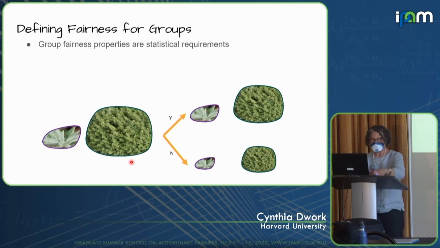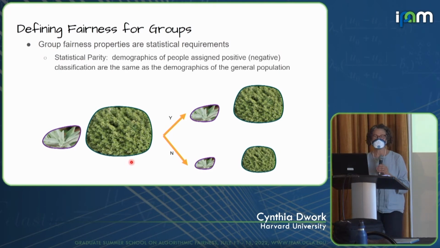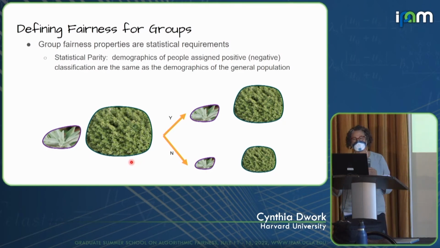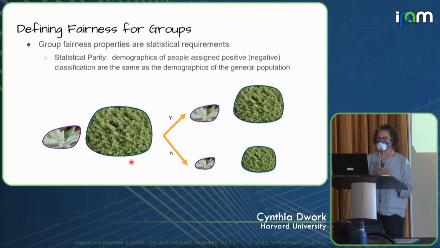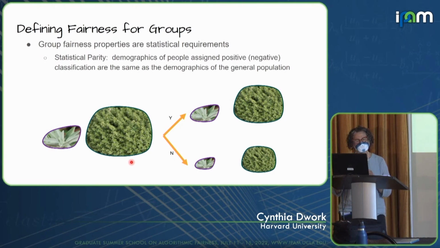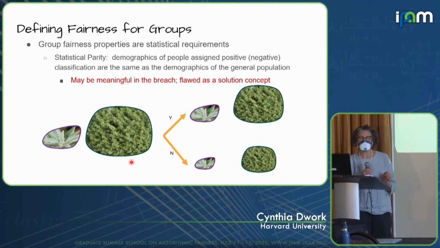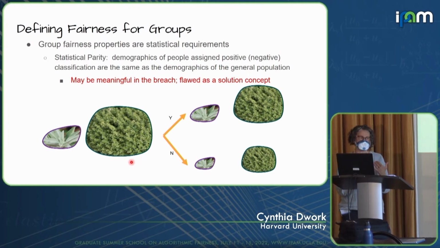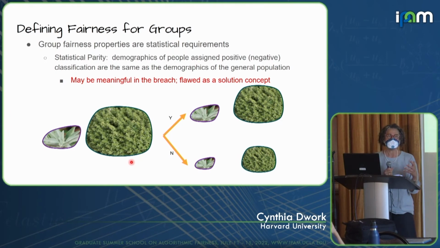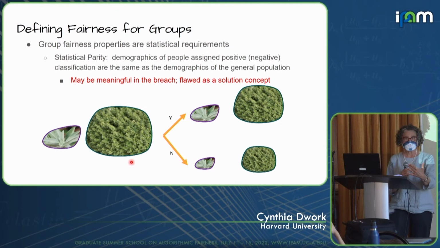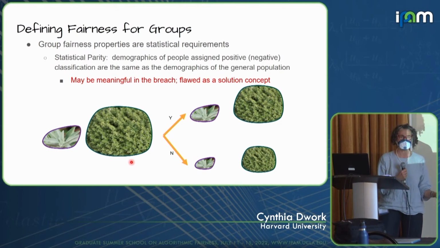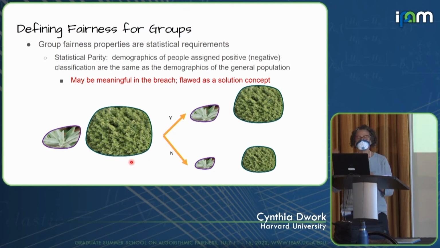Okay. So now I want to go back a little bit to the group case. Remember, just drilling this in, group fairness properties are statistical requirements, and statistical parity says that demographics of people assigned a positive classification are the same as the demographics of the general population, and similarly for negative classifications. I want to emphasize that statistical parity might be meaningful when it doesn't occur. If you fail to have statistical parity, that could be a flag that says, look at what's happening here. I'm not saying never think about these things. What I'm saying is that they are incomplete as solution concepts.